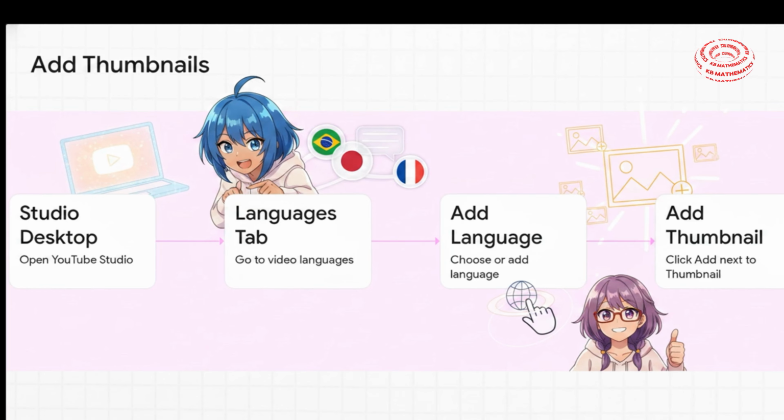First, you just head over to YouTube Studio on your desktop. Second, navigate right to the Languages tab of your specific video. Third, choose or add a new language. And finally, step 4, just click Add right next to the thumbnail option. Boom, that's the whole shebang. A super quick 4-step process so you can start localizing your content right now.